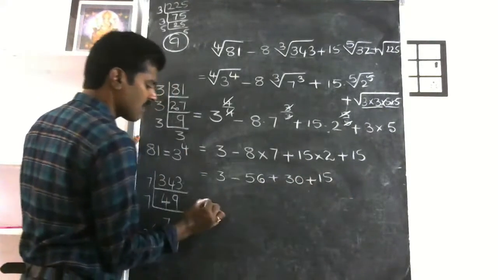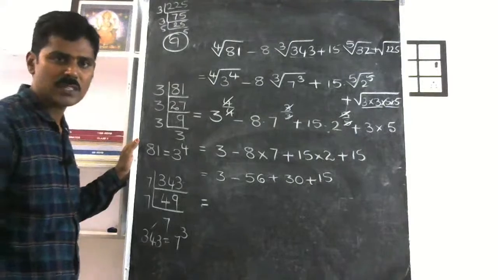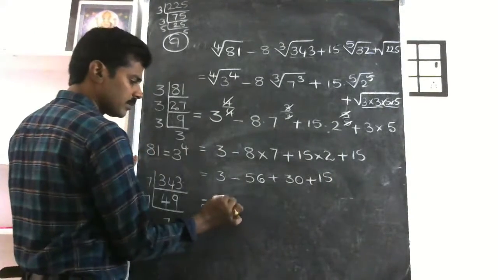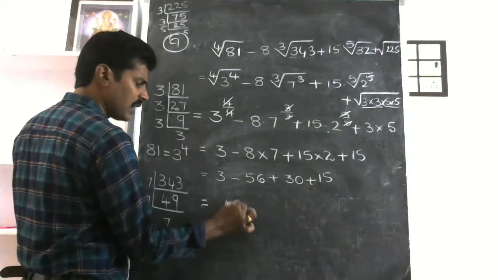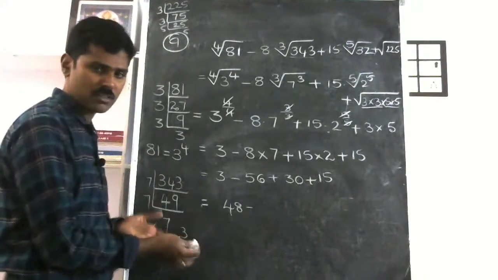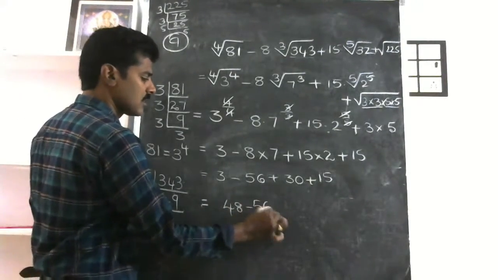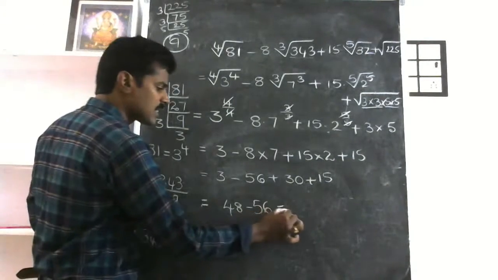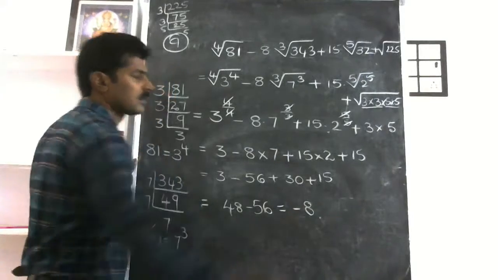Now while doing this, I will add all the positive numbers once. That means 3 plus 30 is 33, 33 plus 15 you will get 48. You can mention that answer. Minus 56. So finally your answer will be minus 8.